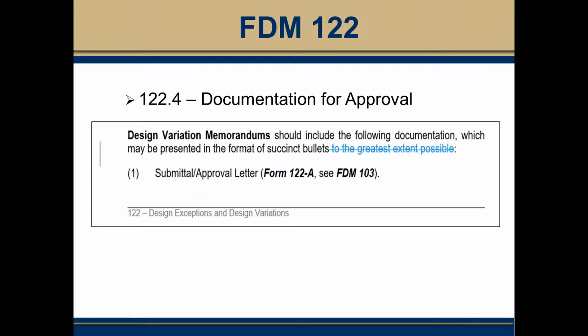Here's a minor edit that we made to section 122.4. Design variation memorandums should include and be presented in the format of succinct bullets, obviously to the greatest extent possible, but we felt like this was just more of a grammar edit. We do want to keep memorandums and design variations limited in nature with regards to the level of documentation that goes in, but also include the most important items, the crash reviews, the criteria discussions, and any pertinent information that may be important to someone reviewing the variation.